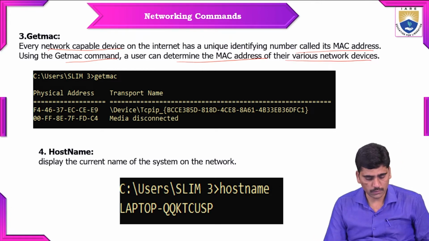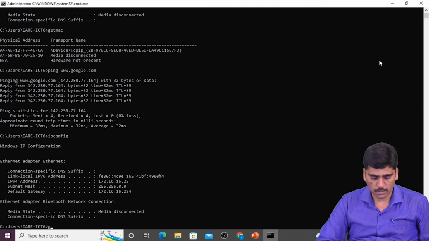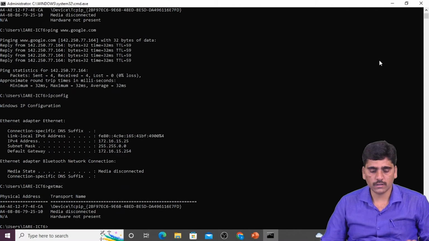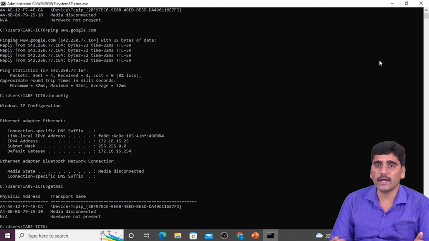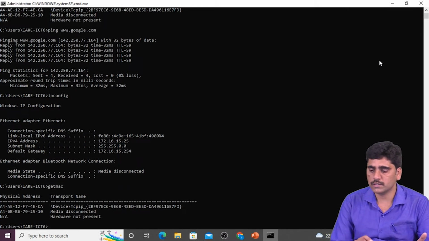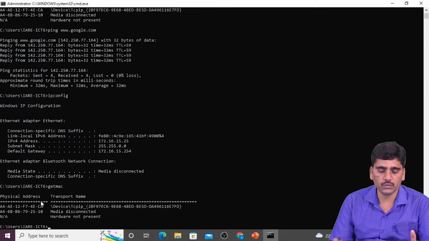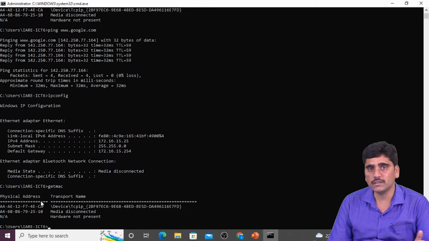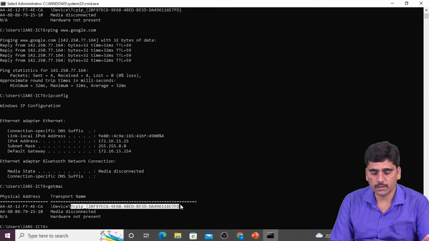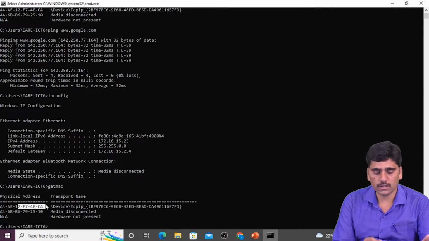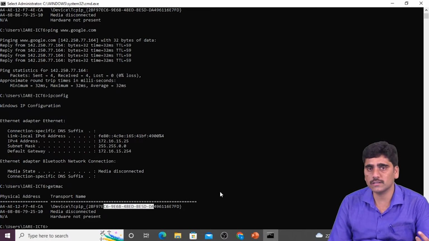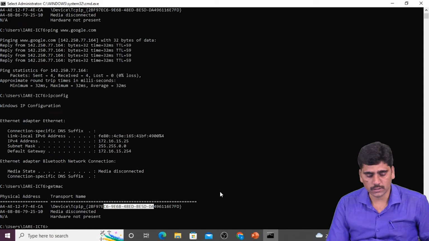In real time, you can type getmac, and you will see the physical address and the transport name here: A4, AE, 12, F7, 4E, CA, and the device TCP/IP. This is the physical address of the system and the transport name. That is the MAC address of the system.